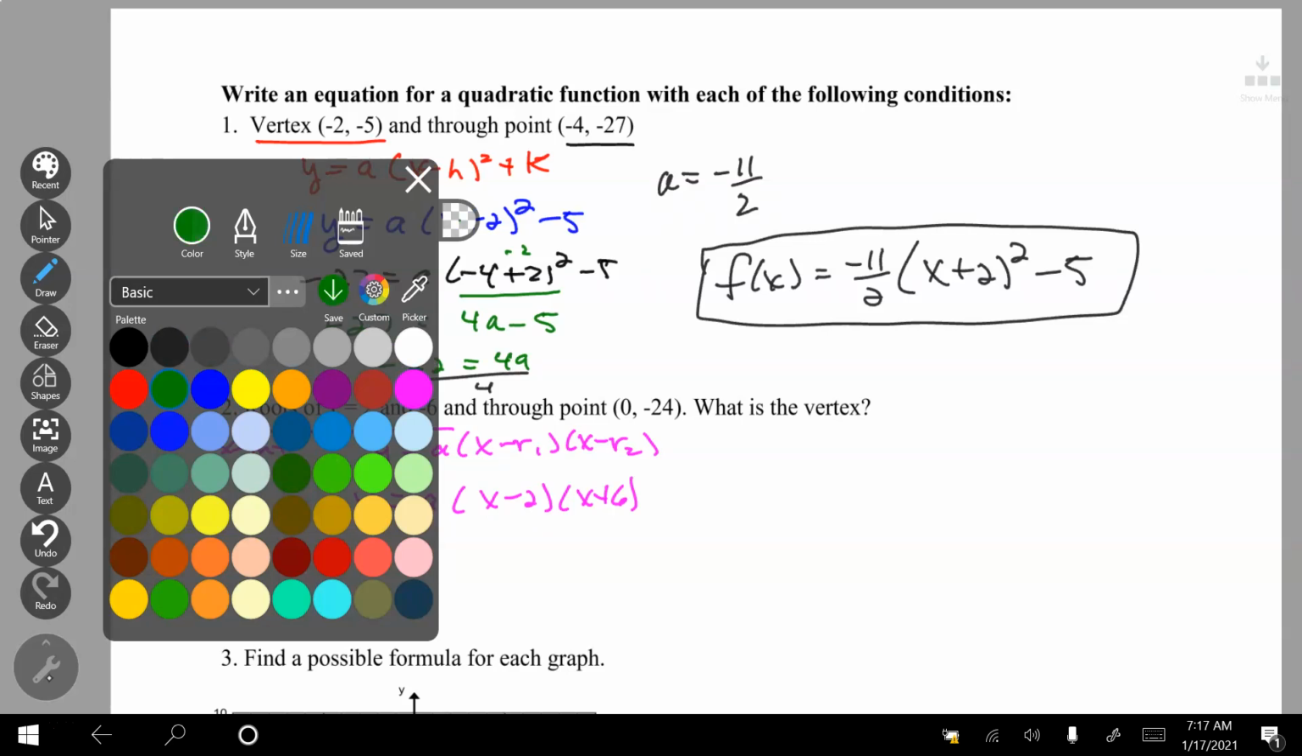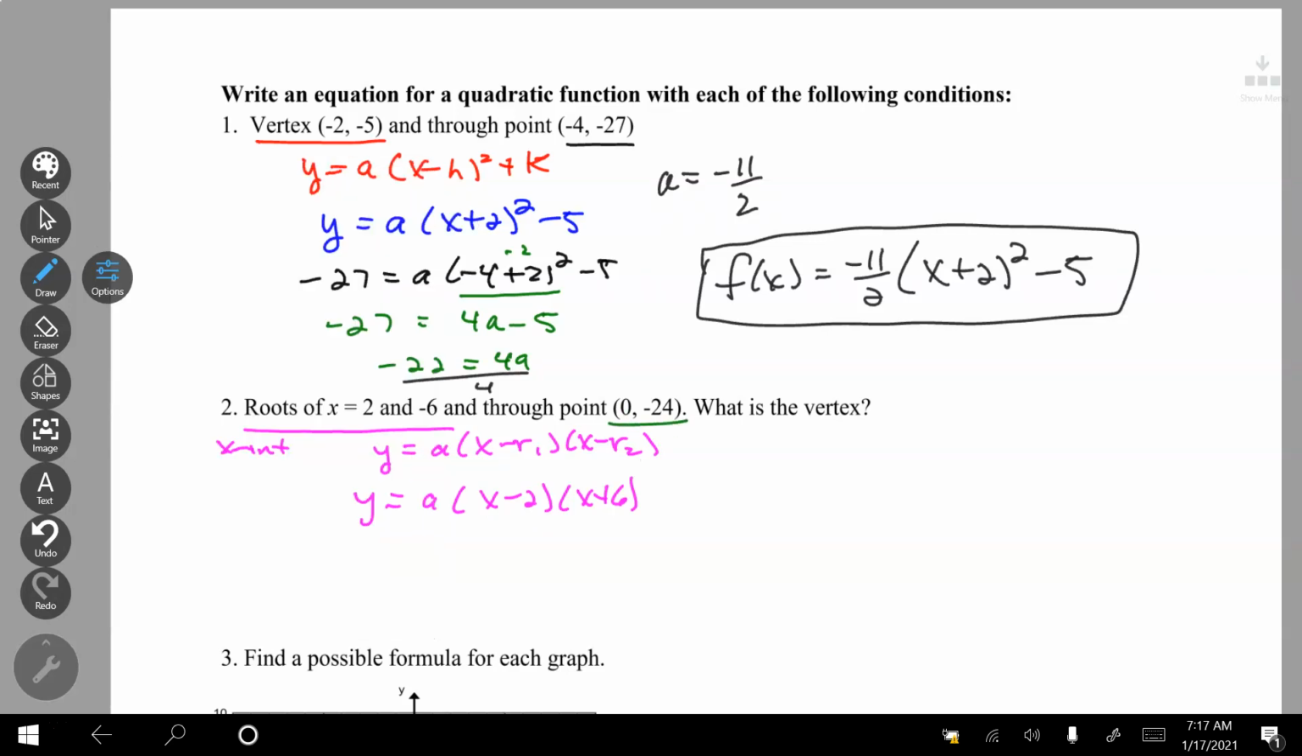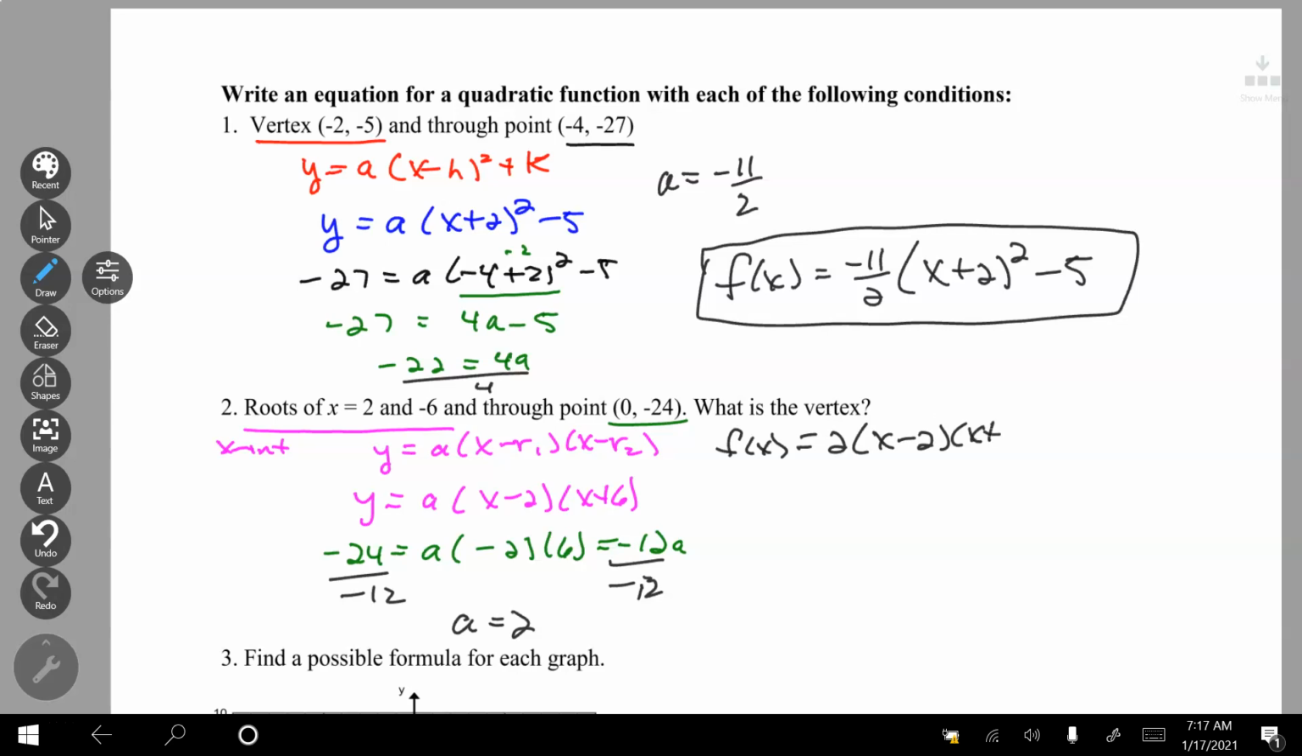I'm going to use this other point here and plug it in for the x and y. Negative 24 equals a times, well, negative 2 times 6 is negative 12a. Divide by negative 12. I get a is equal to 2. So I have f of x is equal to 2(x minus 2)(x plus 6).